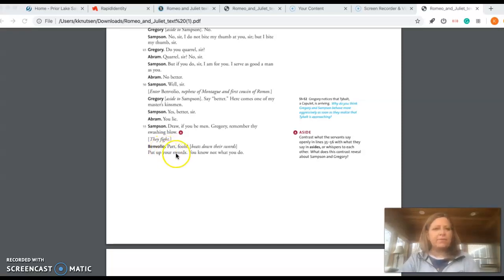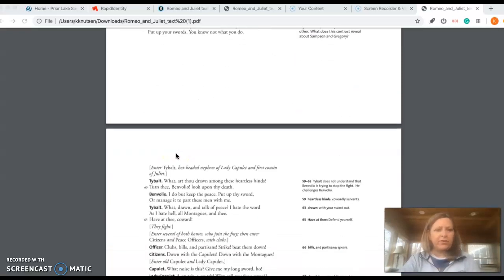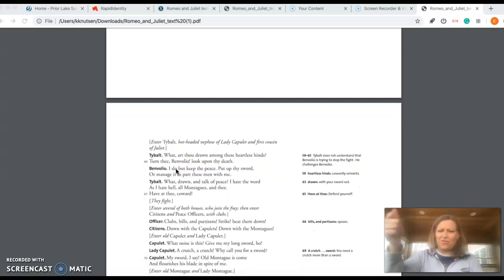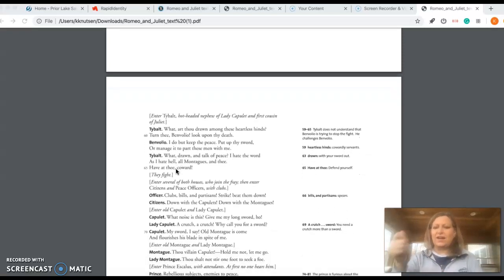This is establishing Benvolio as the real peaceful character. But he turns around and Tybalt is there. Tybalt comes and says, "What? Drawn among these heartless?" You've got your sword drawn. He says, "What? Drawn and talk of peace?" You're saying put your swords down and you've got yours drawn. "I hate the word as I hate hell, all Montagues, and thee. Have at thee, coward." And then the whole big brawl happens.